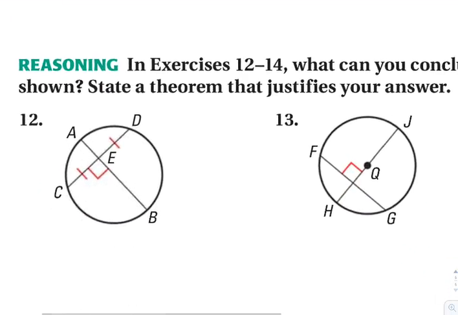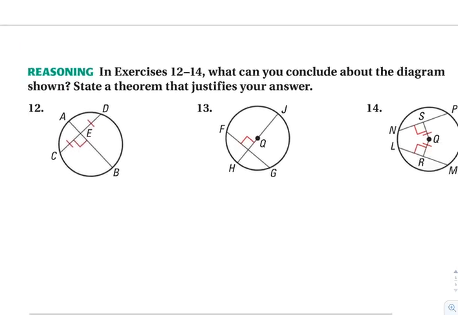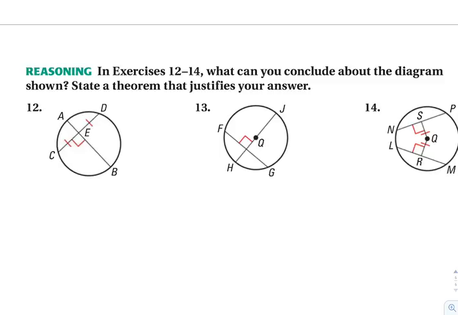Okay, let's do a couple more. So this one, what can we conclude about the diagram? Well, in 12, it says we have a perpendicular bisector of a chord. Well, if I'm cutting this circle perfectly in half here with this perpendicular bisector, that must be the diameter of the circle. So AB is a diameter of the circle. That was one of our properties. Okay, 13 over here says, oh look, we've got a diameter and it's perpendicular to a chord, so that must be the perpendicular bisector of the chord.